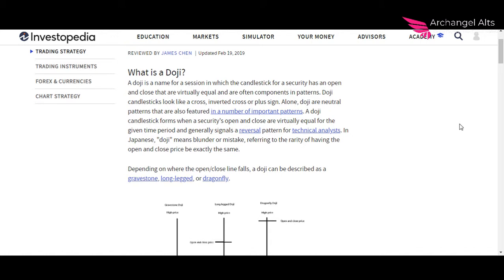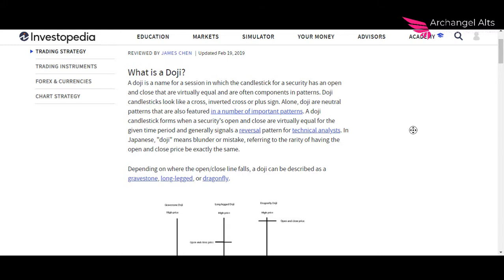What is a doji? A doji is a name for a session in which the candlestick for a security has an open and close virtually identical, often components of patterns. Doji candlesticks look like a cross, inverted cross, or plus sign. Alone, doji are neutral patterns that are also featured in a number of important patterns. A doji candlestick forms when a security's open and close are virtually equal for the given time period, and generally signals a reversal pattern for technical analysts.